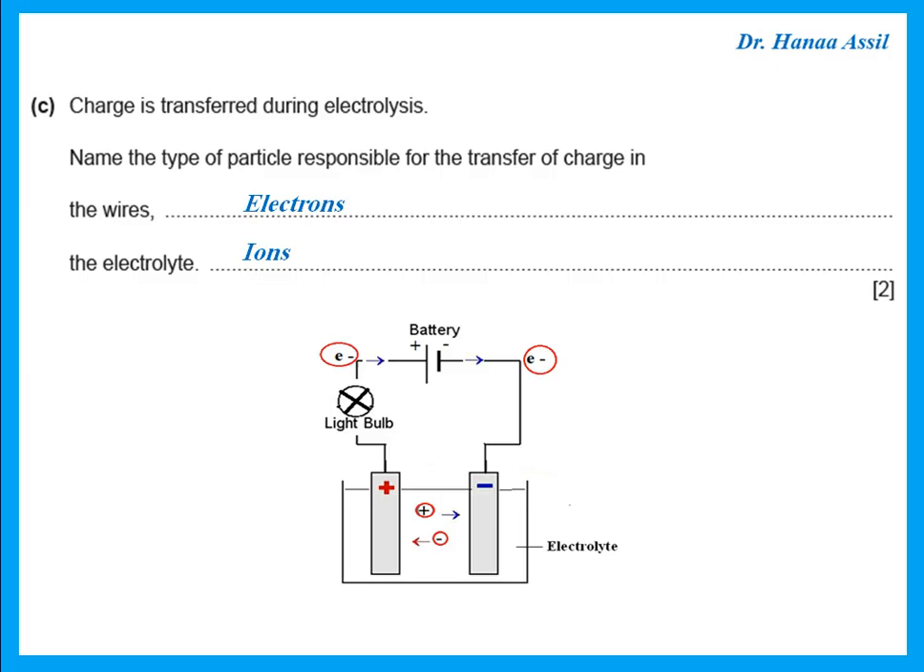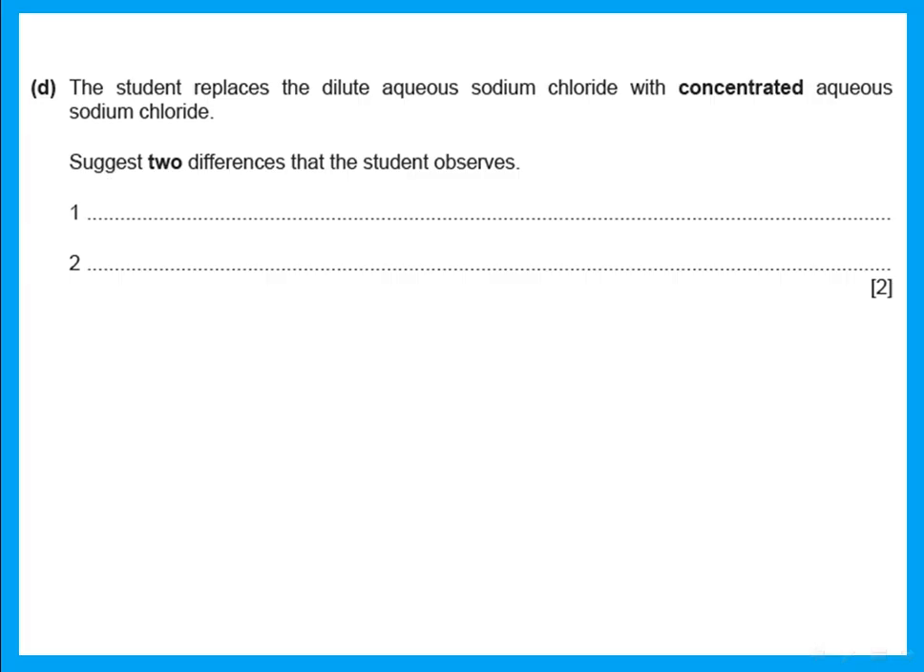reaction or experiment, the electrons move in the wire towards the positive end of the battery and away from the negative end of the battery. In the electrolyte, we have movement of positive and negative ions. The positive ions go to the negative electrode. The negative ions go to the positive electrode.